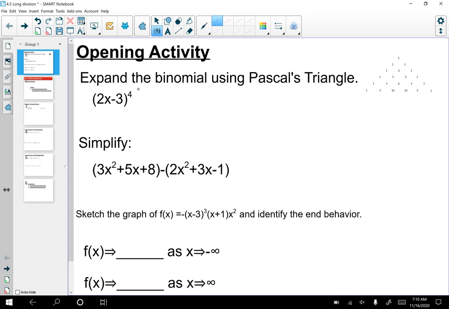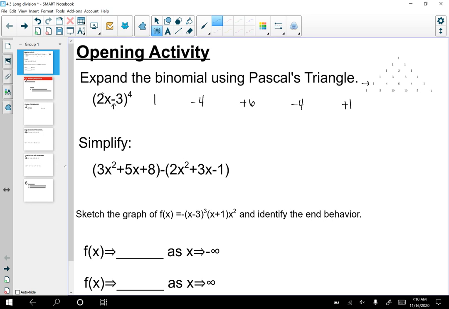So we notice that it is a fourth degree, so we need to find what line corresponds with fourth degree using Pascal's triangle, and that is right here. So I'm first going to go ahead and just fill in my coefficients. Now, notice that it is subtraction, so our signs are going to alternate. So we have 1, and then since that one was positive, my next is going to be negative, and then plus 6, minus 4, plus 1.